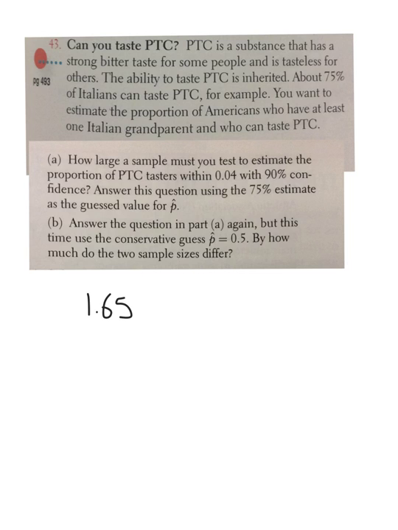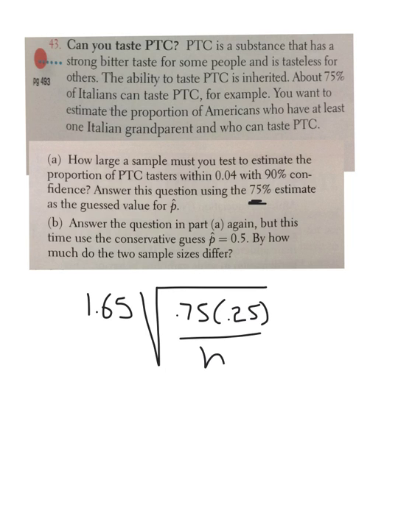1.65. Now we are going to multiply that by the standard deviation. So the standard deviation is going to be, and they give us the proportion this time, so it's 0.75 times 0.25 divided by, we don't know. That's what we're trying to figure out. And what does it say? Within 4 percentage points. So we want this number to be less than or equal to 0.04. So now we do the algebra to figure that out.